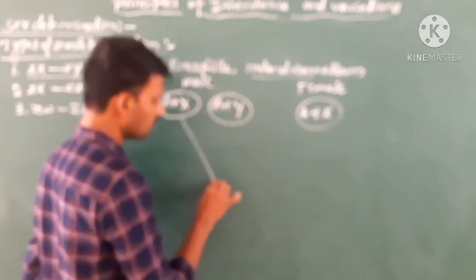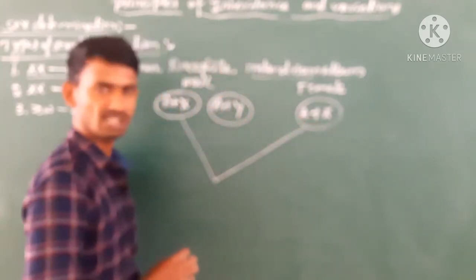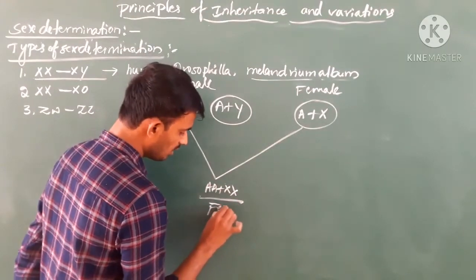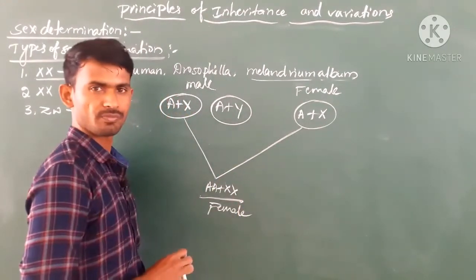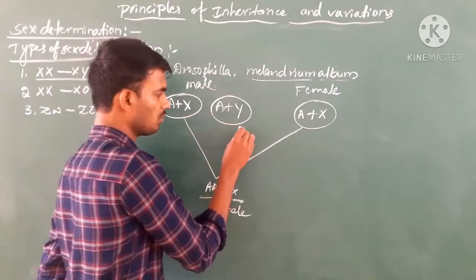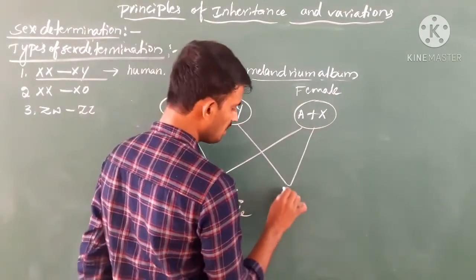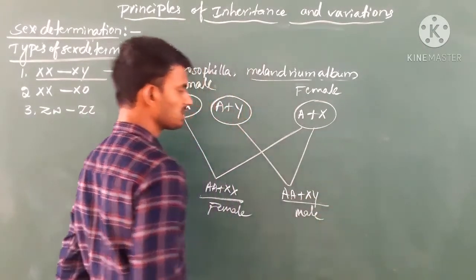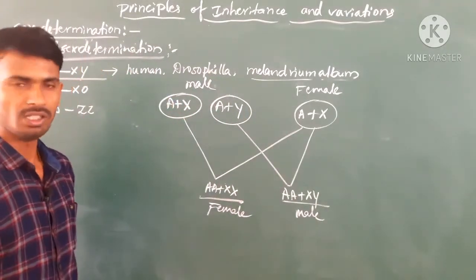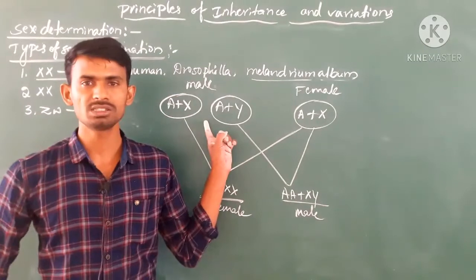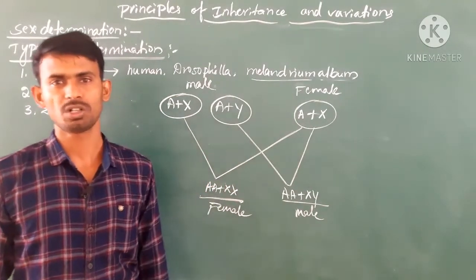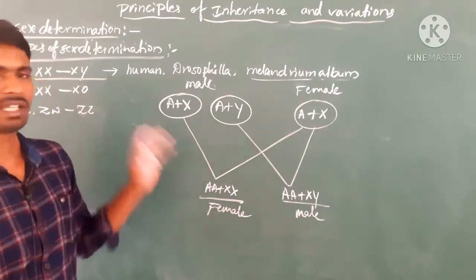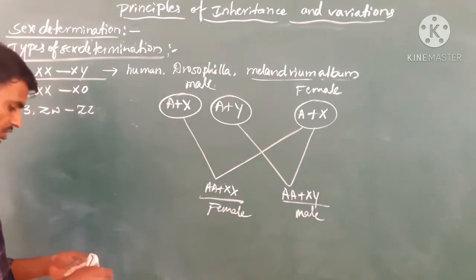If the sperm carrying the X chromosome fertilizes the egg cell, the autosomes plus XX pattern is developed, that is the development of a female individual. If the sperm carrying the Y chromosome fertilizes the egg cell, a male individual is established because of autosomes plus XY chromosomes. Here, the deciding factor is the type of sperm that fertilizes the egg cell. This is called the XX and XY type of sex determination.